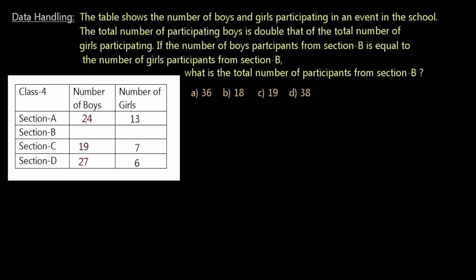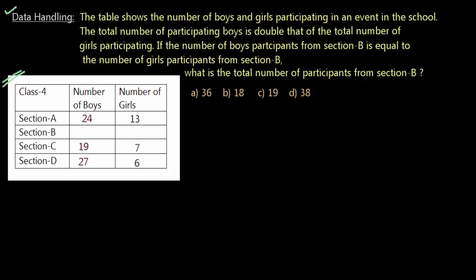Here we have a question from data handling. The question reads, the table shows the number of boys and girls participating in an event in the school. So here you have a table with the number of boys in one column and the number of girls in another column, with their different sections, and these numbers 24, 19, 27, etc. show the number of boys and girls participating in an event in the school.